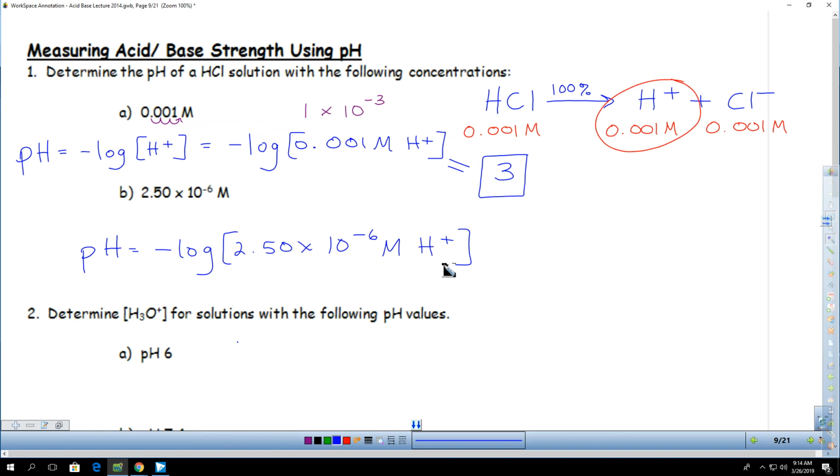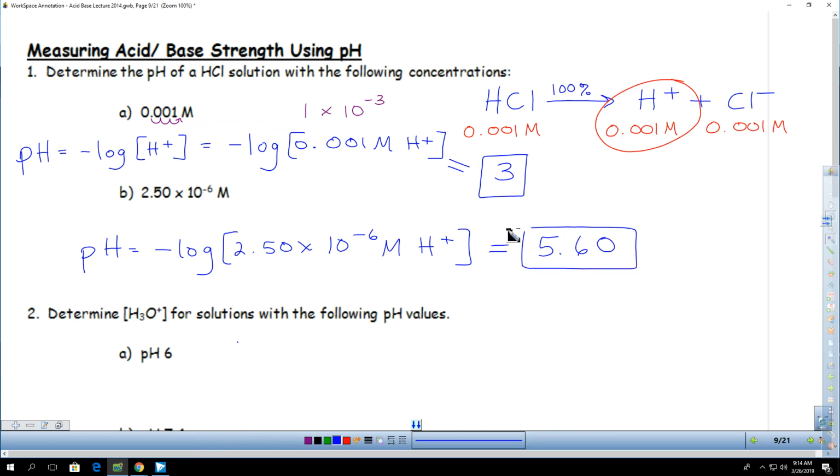Opposite log 2.50 times 10 to the negative 6. And I would highly suggest at some point trying this on your calculator to make sure that you are entering it correctly. You should be getting about a 5.6. I'll leave 5.60 maybe. And there she is.